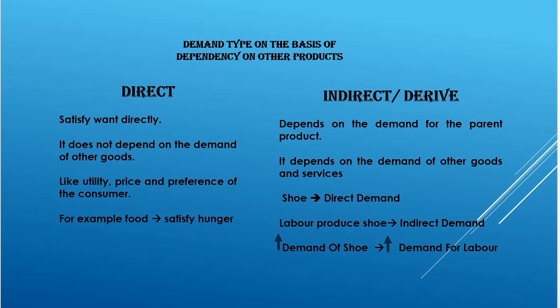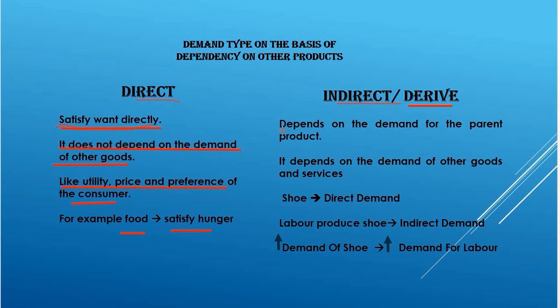Let us move to another type of demand. Direct and indirect demand is based on the dependency on other products. First, we will discuss direct demand. The demand for the product is not associated with the demand of another product. That is, the demand for a commodity is said to be direct when it satisfies your want directly. It does not depend on the demand of other goods. For example, when you talk of food, it will satisfy your want, hunger, directly. When you demand food, it is directly satisfying your want. Direct demand satisfies your want directly, and does not depend on the demand of other goods.